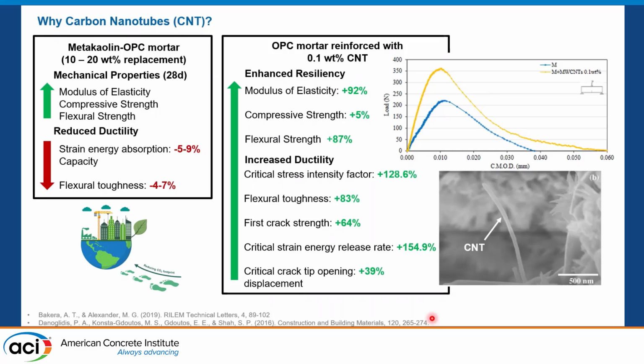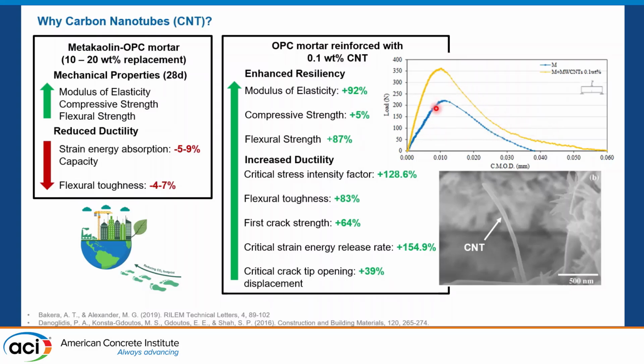But if it is so good, then why do we need to add carbon nanotubes? Well, I showed you that the addition of metakaolin increases these three properties. However, it also leads to a reduction in ductility. But research has shown that the addition of small amounts, 0.1 weight% of cement, of highly dispersed carbon nanotubes leads to excellent improvements in our flexural properties, which can be seen in this load crack mouth opening displacement curve as shown here. The blue curve is for plain mortar.